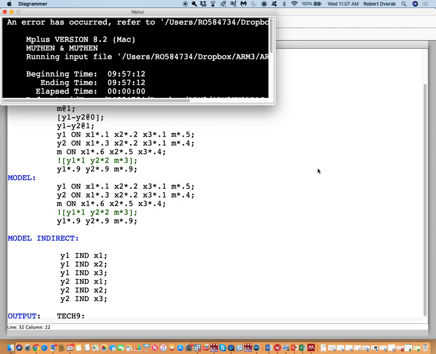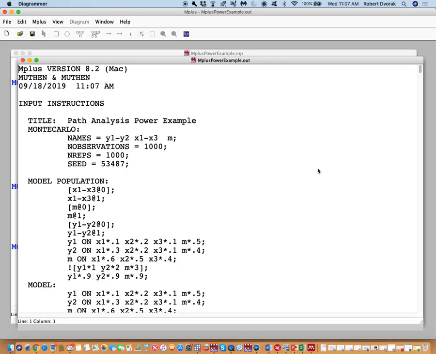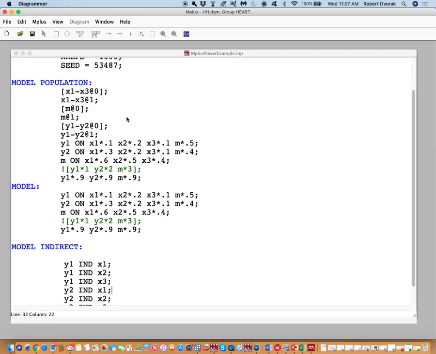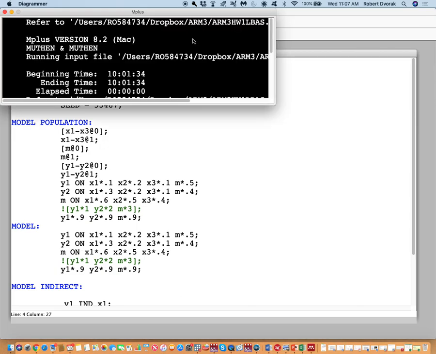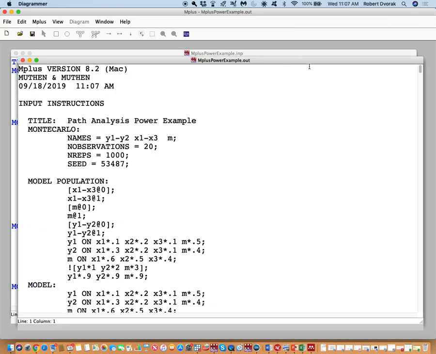So we run this. It's going to do 1,000 iterations. It'll do it pretty quickly. And it's done. And let's scroll down. Actually, you know what? I'm going to come back. Let's just do 20 of these, and then we'll come back and we'll do 1,000.